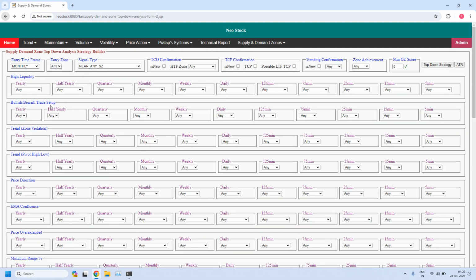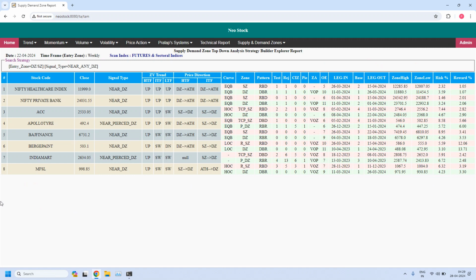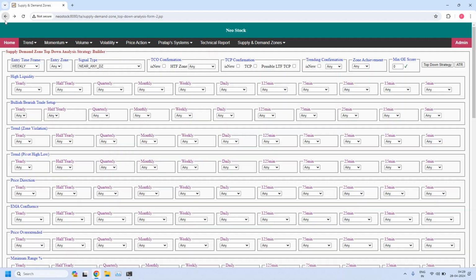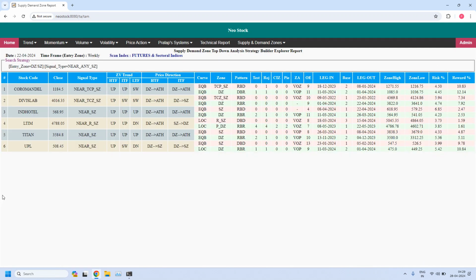So let me go back. Changing the time frame to weekly. Let us find the stocks near weekly demand zone. These 8 stocks are filtered. Let me go back. For weekly time frame, let us find the stocks near weekly supply zone. So these 6 stocks are filtered.